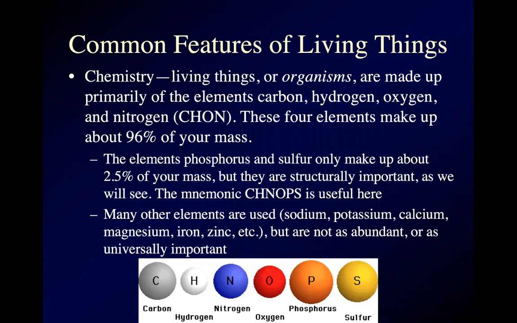The next 2 would be the elements sulfur and phosphorus. And so the big 6 would be CHNOPS, if you want to use that as some kind of mnemonic. There's many other elements that do get used. Some of them you might take as supplements, if you take calcium or iron or zinc or magnesium or what have you, but they're not necessarily as universal and they're not nearly as abundant. The bulk of living chemistry is based on CHNOPS.